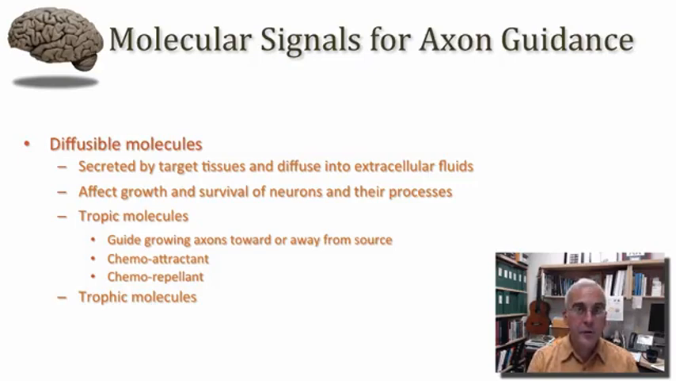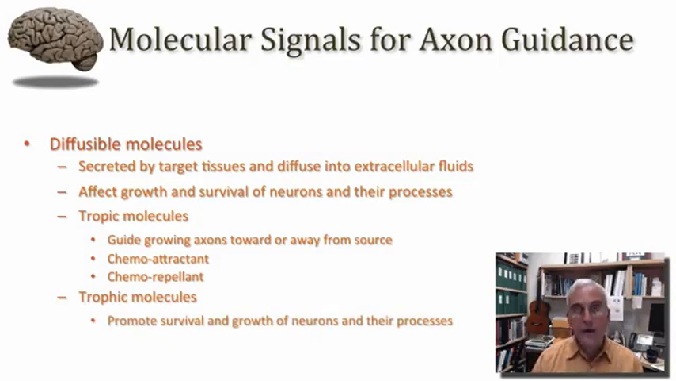There are also trophic molecules. So while tropism refers to directed growth, trophism refers to nourishment. So these are molecules that provide some form of nourishment. Now, not nourishment in the form of glucose to be burnt up or ATP to be hydrolyzed and release energy from the chemical bonds, but nourishment in a way that promotes the survival and growth of the neurons and their processes.